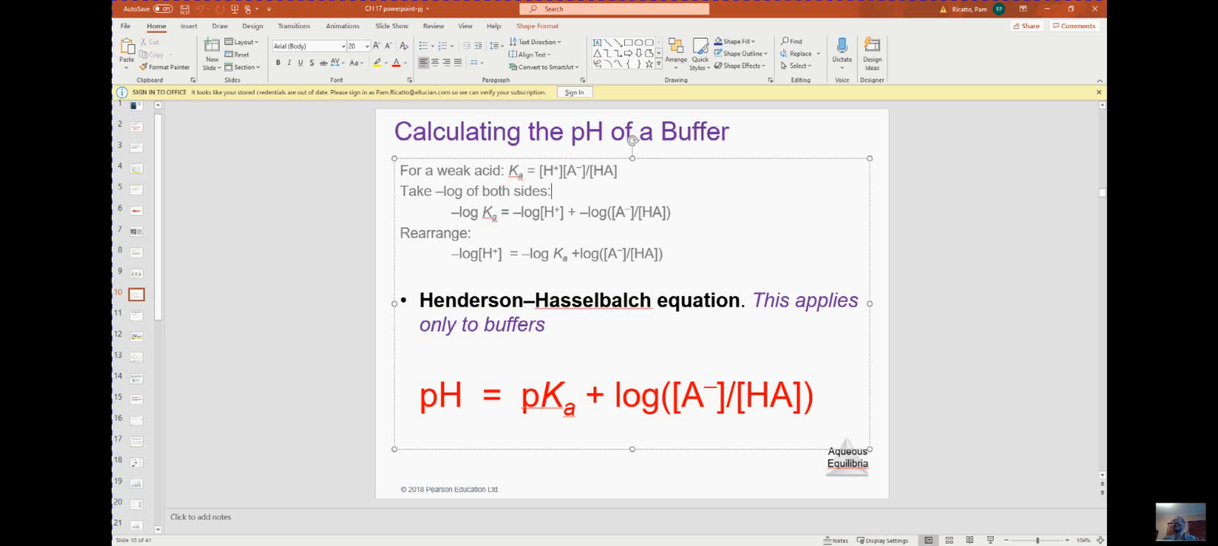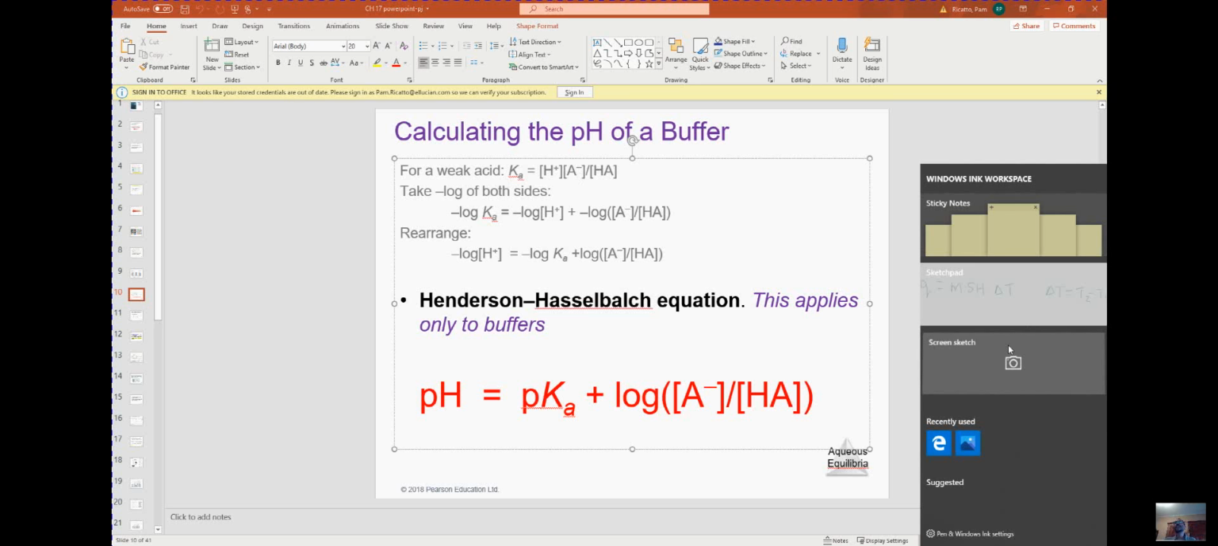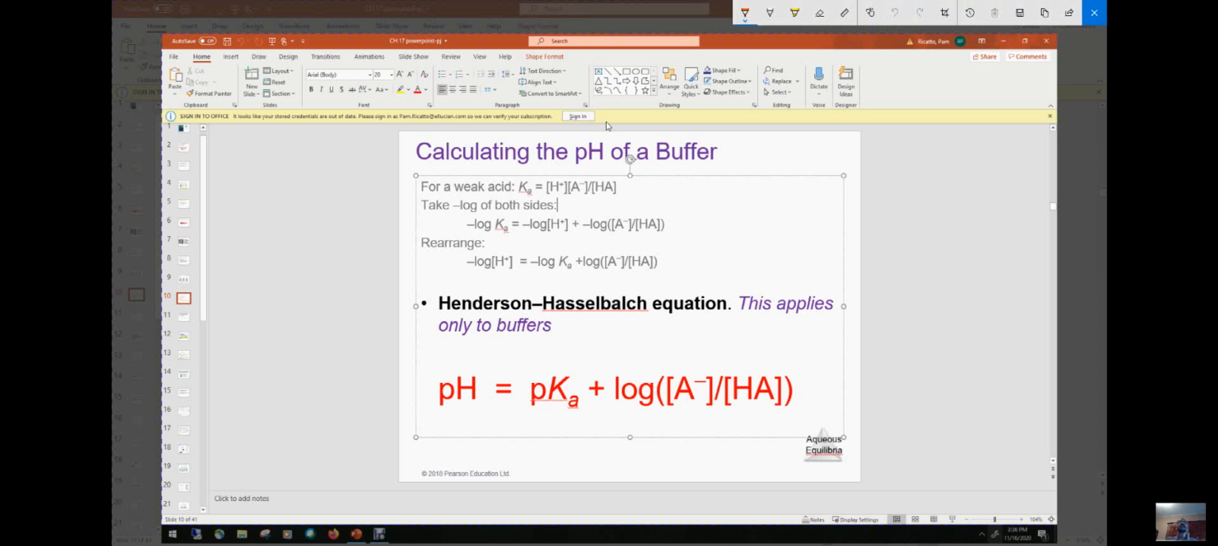You don't need the Henderson-Hasselbalch equation. You could do this simply like this, right? We know this because we're saying X is small, so the initial concentration of A minus is not going to change very much. You can just put it in. You can use the initial concentration for the equilibrium concentration.